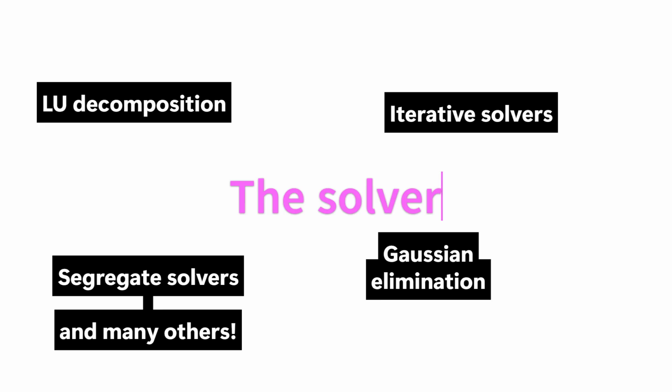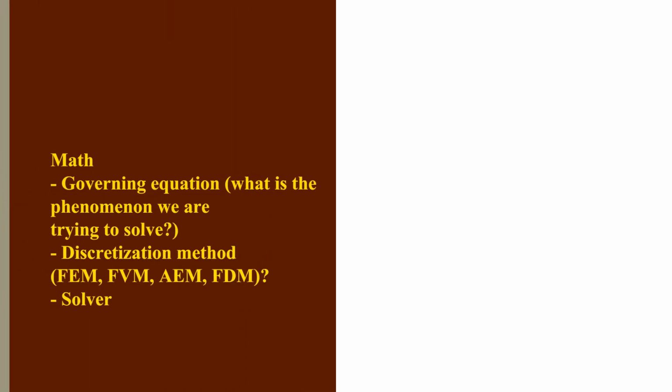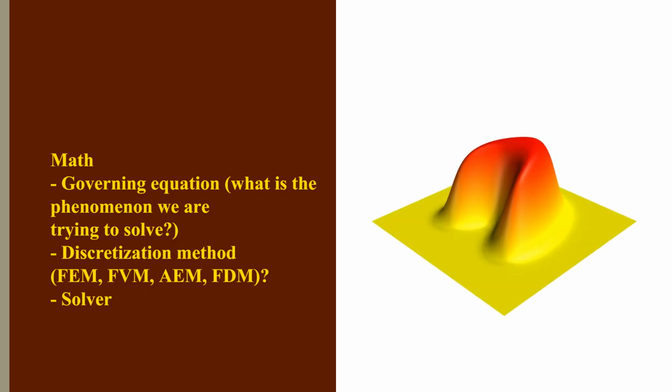So the mathematical part of simulation has 3 layers. First, what is the physical phenomena we're trying to solve? Second, what numerical method are we applying? Finite element, finite volume, etc. And third, what solver will you use to solve the assembled matrix? That is the real foundation of simulation.